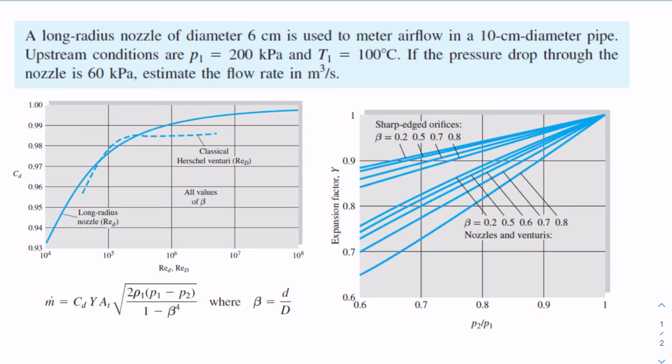Okay, so in this example, we are given that air is flowing through a 10 centimeter diameter pipe, and there is a long radius nozzle of diameter 6 centimeters, and we are asked the flow rate of air through this long radius flow nozzle. In addition, we are given the upstream pressure, the temperature of the air, and the pressure drop across the nozzle.